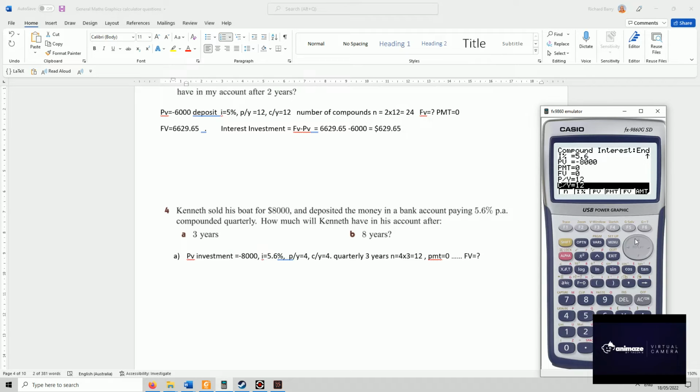Okay, P/Y equals 4. This means the interest is calculated and added in every 3 months, 4 times a year. Alright, so I put all the numbers in. Now to find the missing value, we press the button underneath the future value, F5.